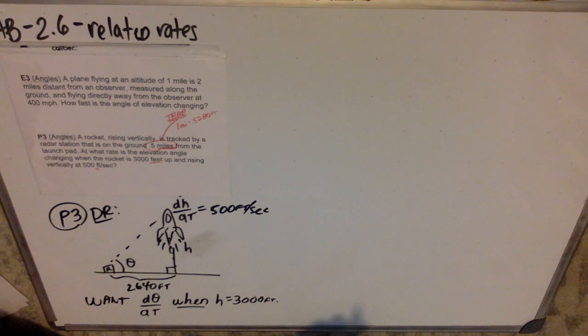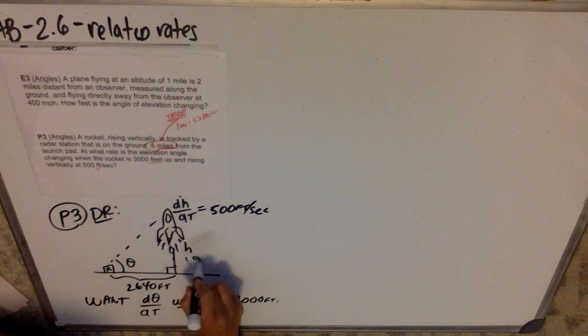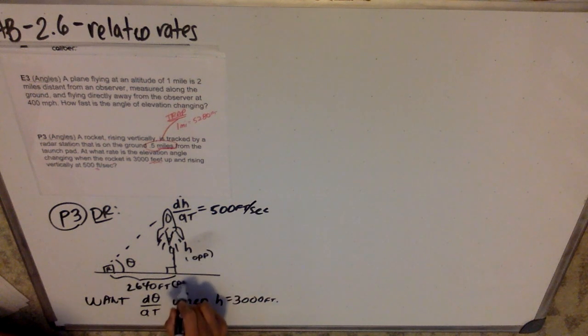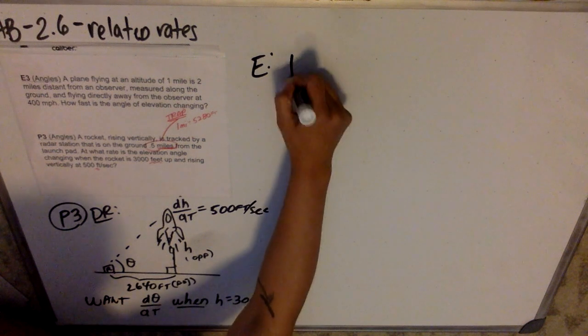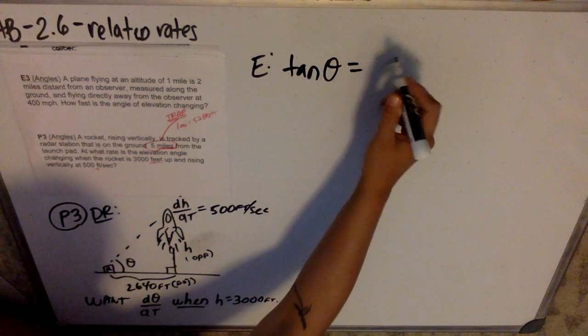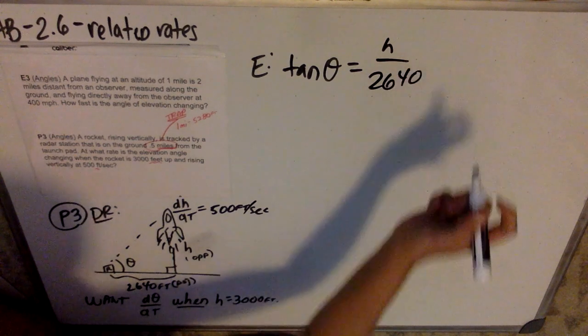Yet again, I'm looking at TOA, right? I see that it involves an angle, so that's definitely SOHCAHTOA. I know the opposite side, and I know the adjacent side, so that's definitely TOA. So when I make my equation, I'm going to get tangent of theta equals the opposite, which is h, on top of the 2640, right?